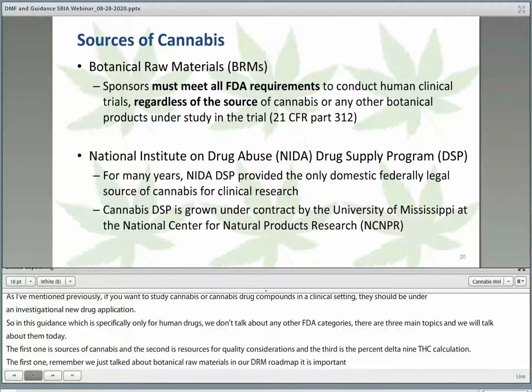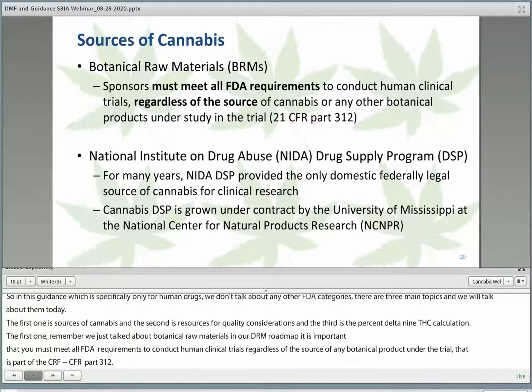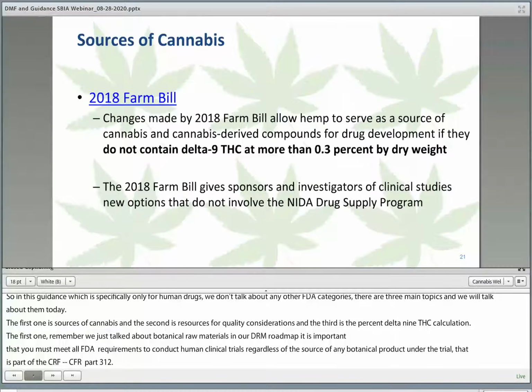Now, something for those of you who are veterans, you know all about the National Institute on Drug Abuse, which we call NIDA, and their drug supply program. But for those who are new, the NIDA DSP has provided for many, many years the only domestic federally legal source of cannabis for clinical research. It is grown under contract by the University of Mississippi at the National Center for Natural Products Research.